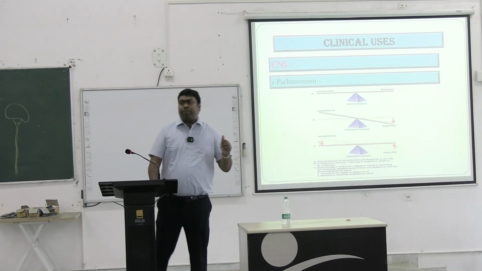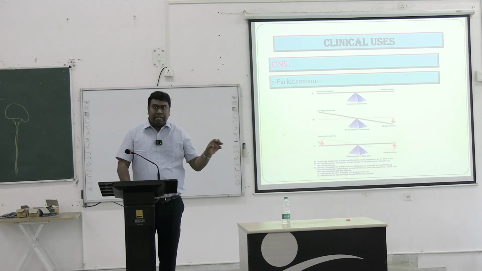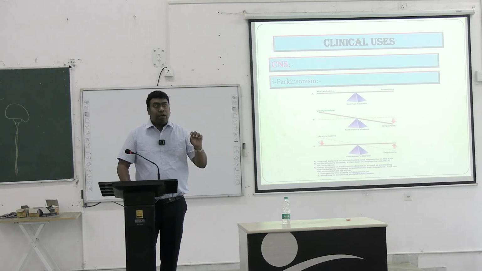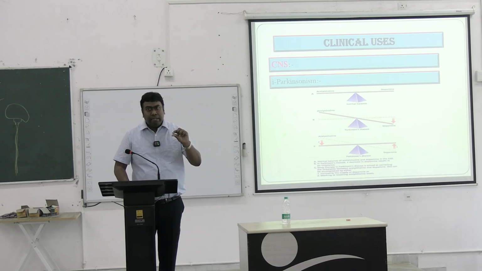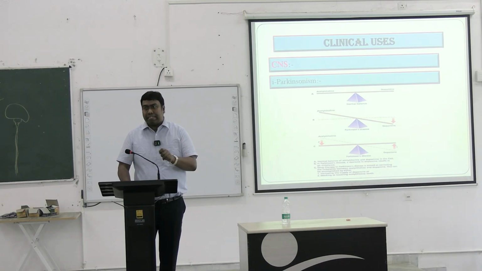Now there is an entity called drug-induced Parkinsonism. What is that? There are some antipsychotic drugs like haloperidol. They act by blocking the D2 receptor, dopamine 2 receptor. But their side effect acts as Parkinson's disease when they block the D2 receptors which are present in the basal ganglia. Clear? That is called drug-induced Parkinsonism.